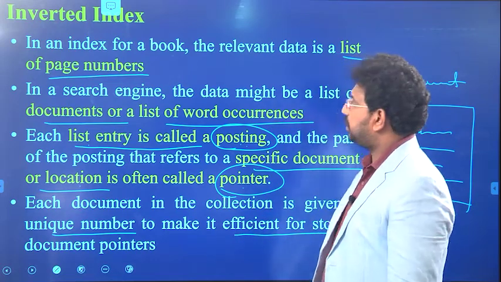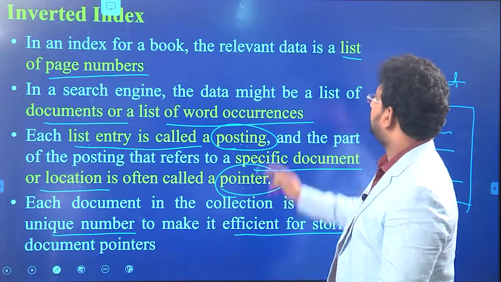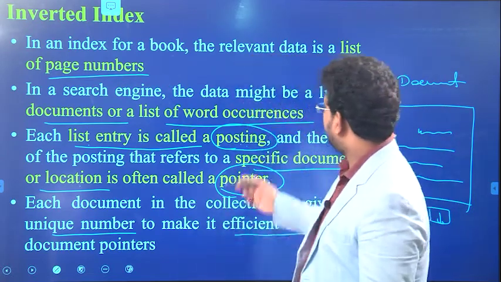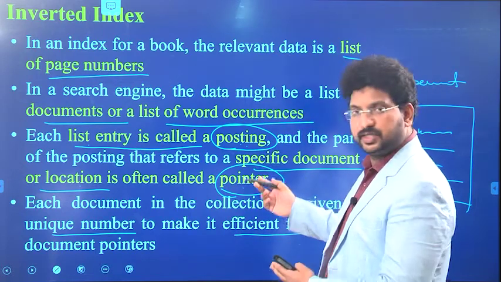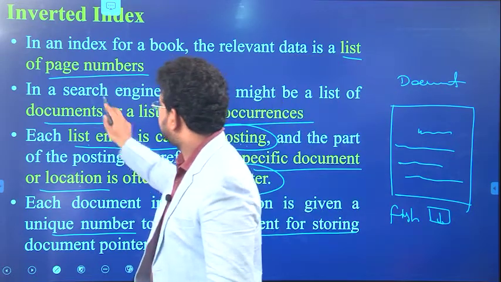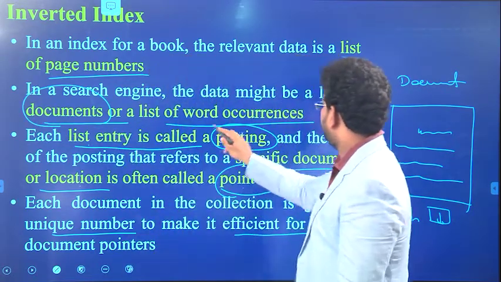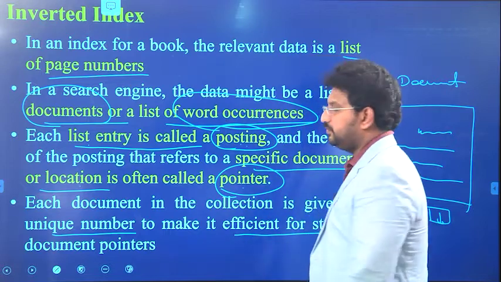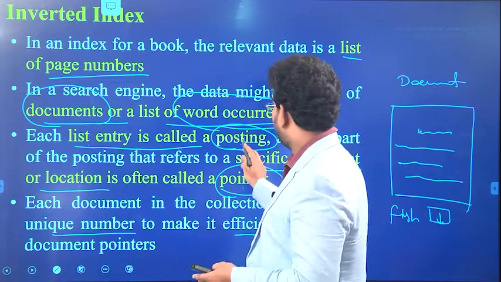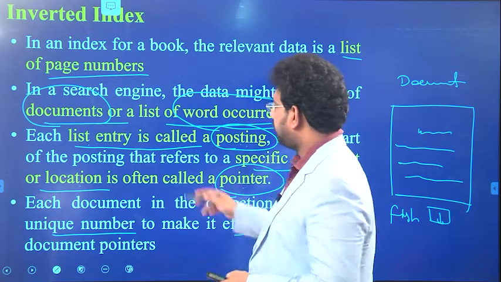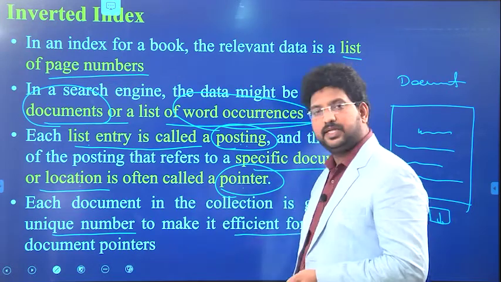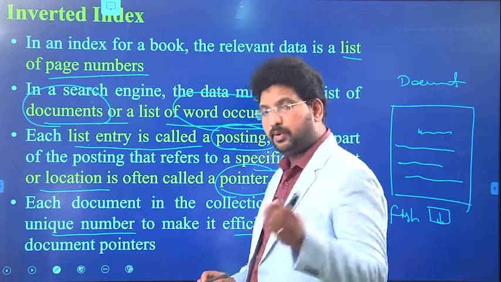As part of this, if you observe, in an index for a book, the relevant data is a list of page numbers. And one more point: in a search engine the data might be a list of documents or a list of word occurrences, and the list entry is called a posting, and the part of the posting that refers to the specific document or location is often called a pointer.